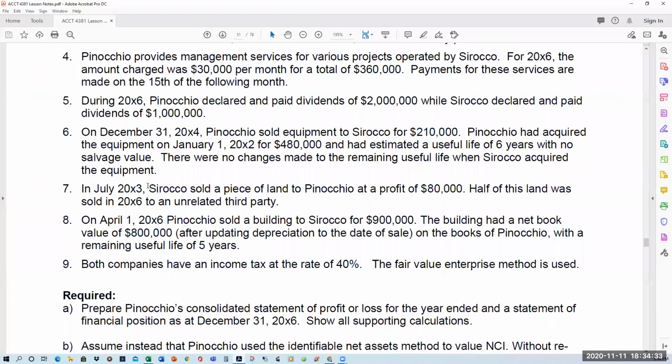Point number 7 talks about an intercompany sale of land in the year 2003, again, a previous year. The profit amount was $80,000. And with land, the intercompany profit is only realized if the land is sold onwards to an outside party. We're told that half of this land was sold in the year 2006 to an unrelated third party.